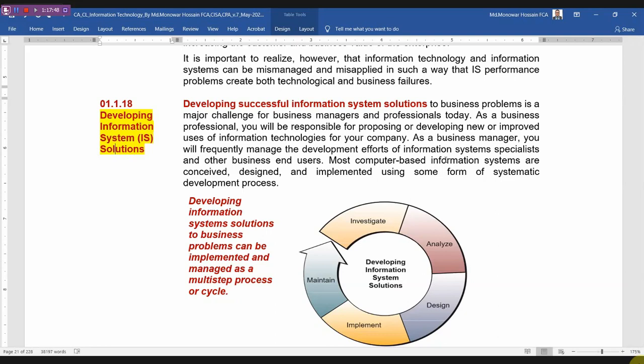As a business professional, you will be responsible for proposing new or improved uses of information technology in your business. At this moment, the Big Four and others are taking over through the system, IT audit also. As a business manager, you will frequently manage the development efforts of the information system for specific and other business end users. Most computer-based information systems are conceived, designed, and implemented using some form of systematic development process.